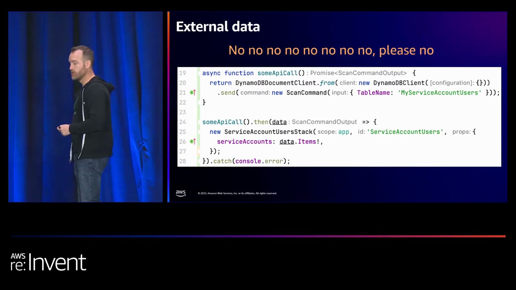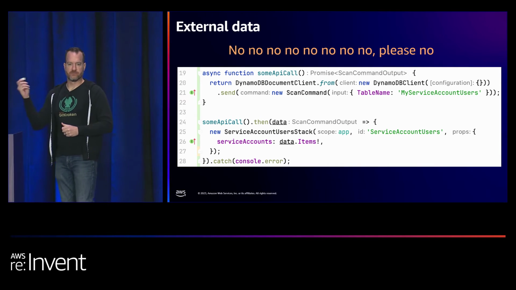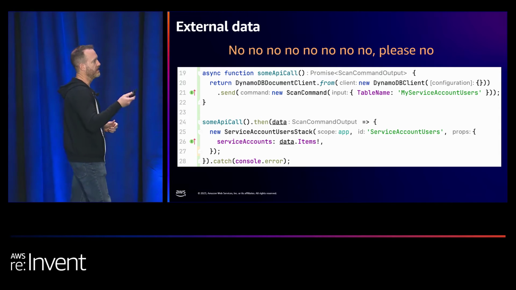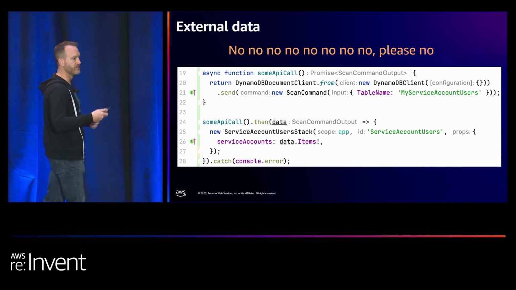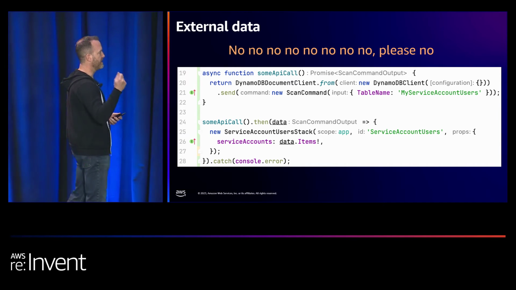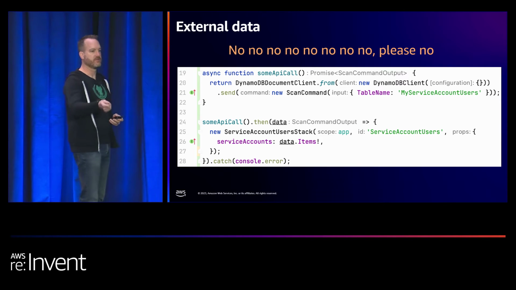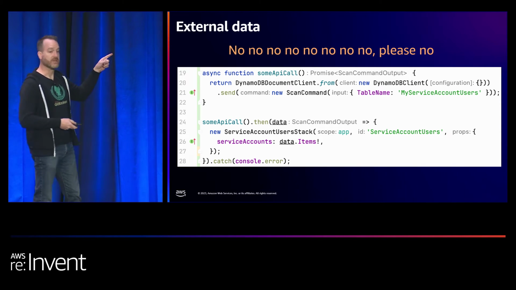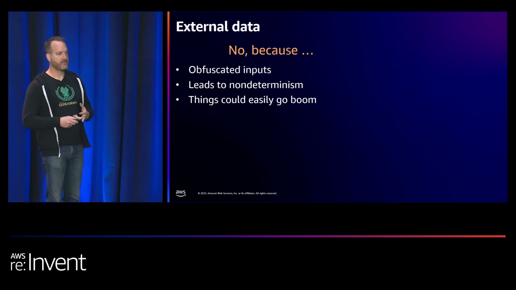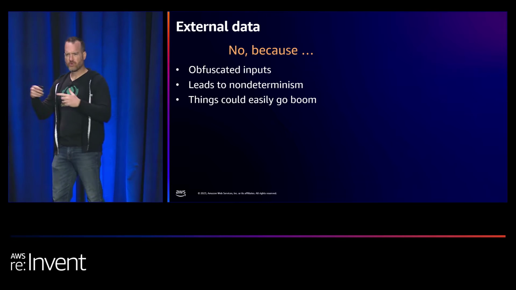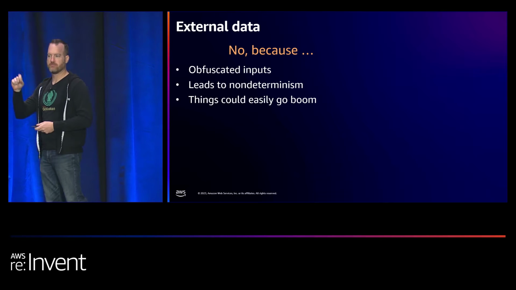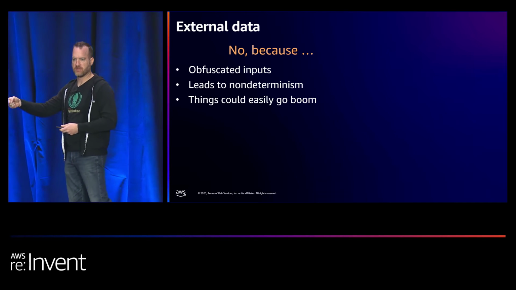Now, you could go and do something like this, and this was the first thing that I ever tried doing with the CDK as far as external data. I went and wrote lines 19 through 22, which goes out to that table and retrieves the information, and then lines 24 through 28, it goes and takes that data from that API call and just hands it over to my CDK code. But this is really, really bad, actually. And the reason why is because, A, it obfuscates your inputs. You never really get to see what that input is, what the result from that DynamoDB table is, before it gets passed over into your CDK code.